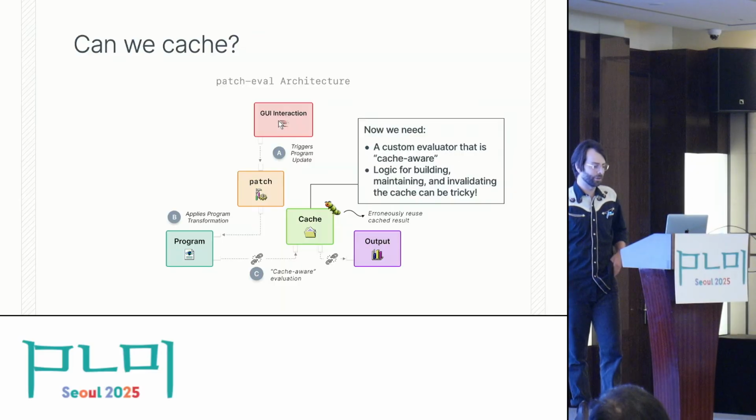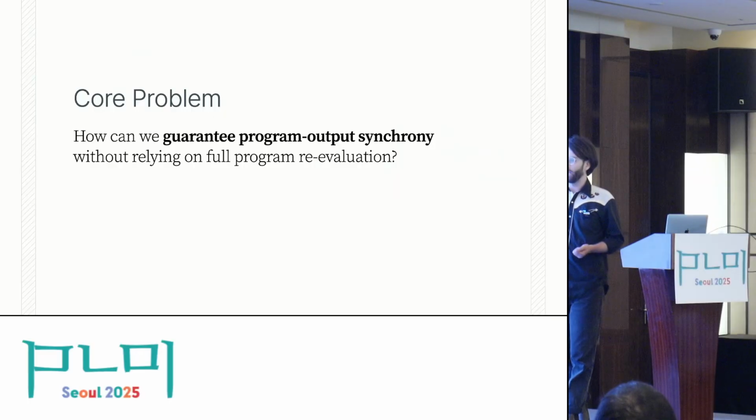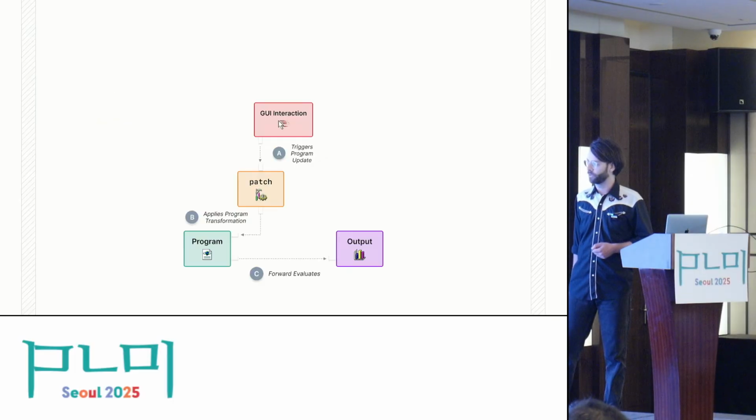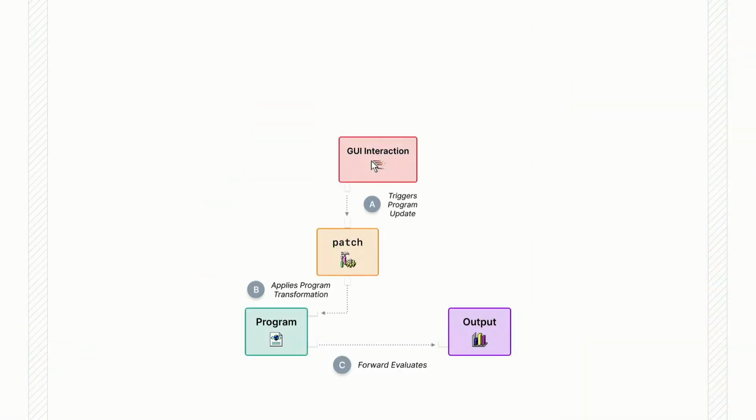So in this paper, we're really focused on trying to think about, is there something simpler? How can we actually guarantee this program output synchrony without relying on full program reevaluation every single time? All right, so one observation we can make if we look at this diagram is that we're actually already applying these very small syntactic transformations to the program via this patch operation. So could we pair this with some other operation that's responsible for making semantic transformations on the output?